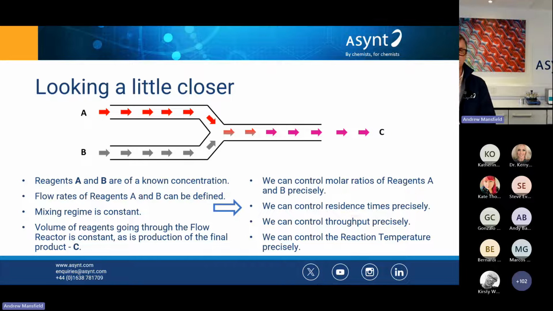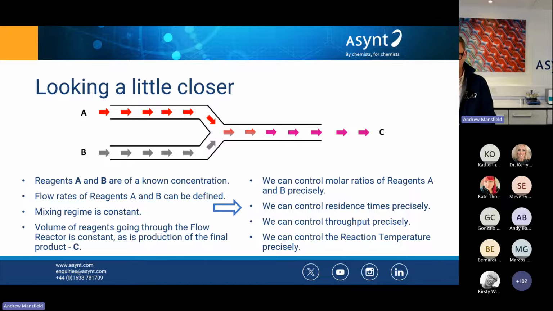They'll come together at some kind of mixing junction. Typically, this is just a simple T-piece, and our mixing regime will typically be under laminar flow conditions, but we can add turbulent mixing in there for those reactions that need fast mass transfer, those very fast exothermic reactions. And then they pass along our temperature controlled flow reactor, and they're continuously eluted.